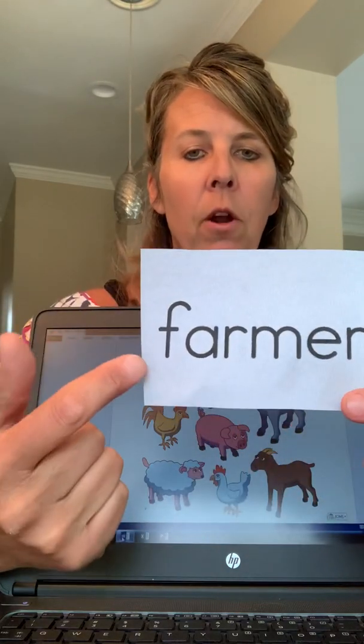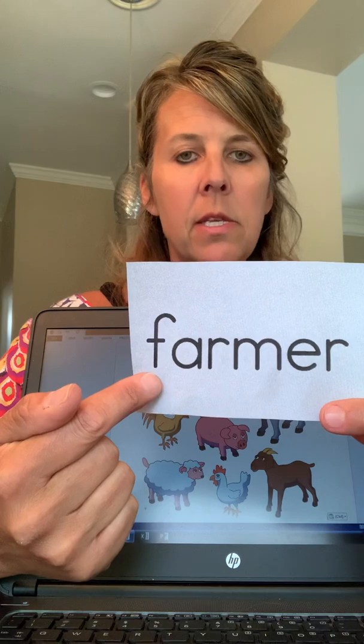So let's look back at the word farmer. What lowercase letter do you see?